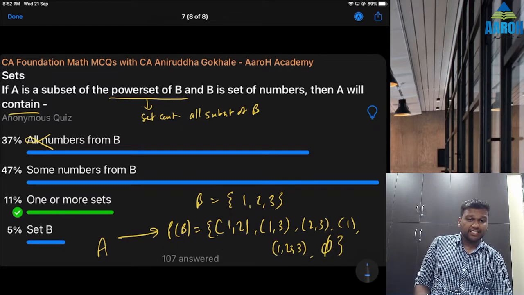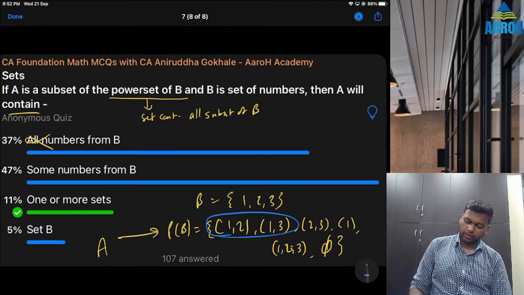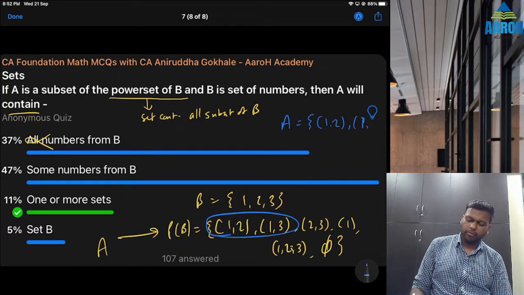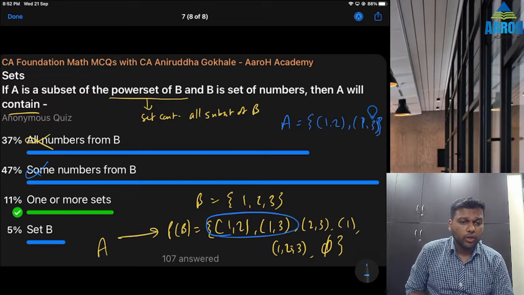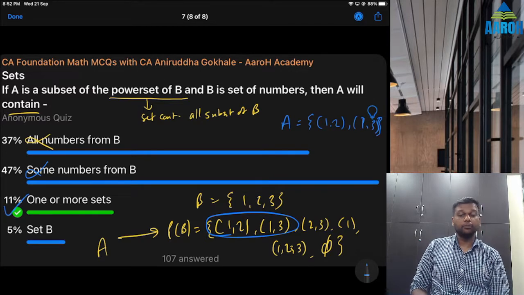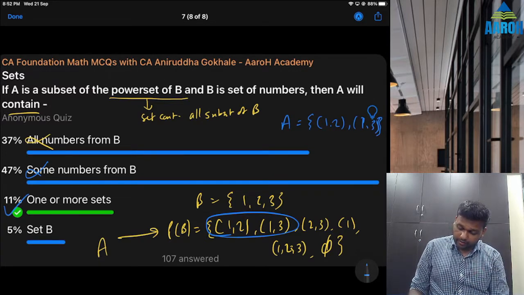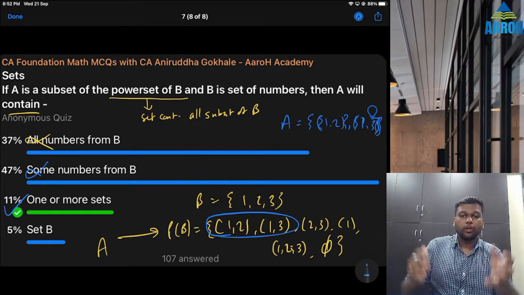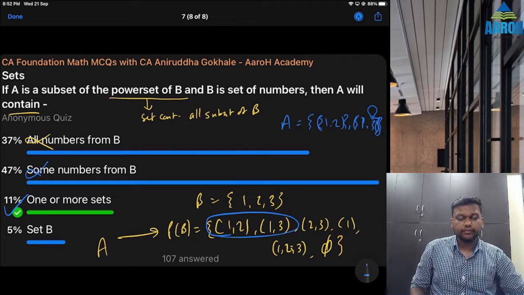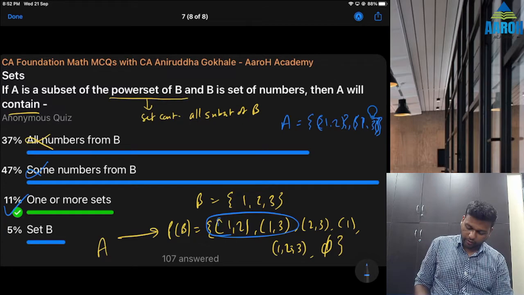See, A is a subset of this power set, right? So maybe A is something like this: {1, 2} and {1, 3}, maybe. Correct? That means some numbers from this is also wrong. One or more sets is the correct answer, because A will contain sets, subsets of that B. Okay, fine. I should have drawn curly brackets here.